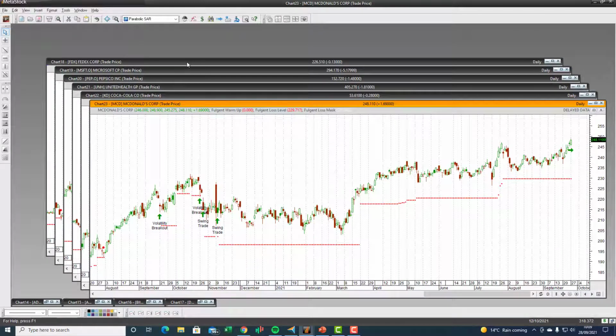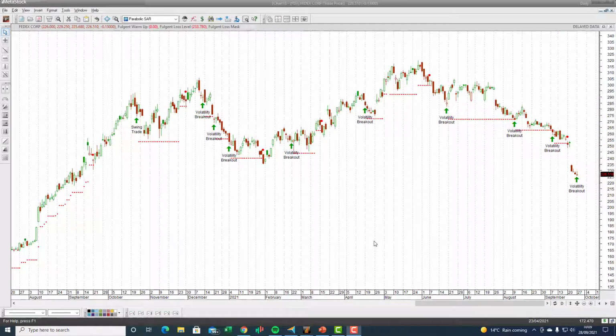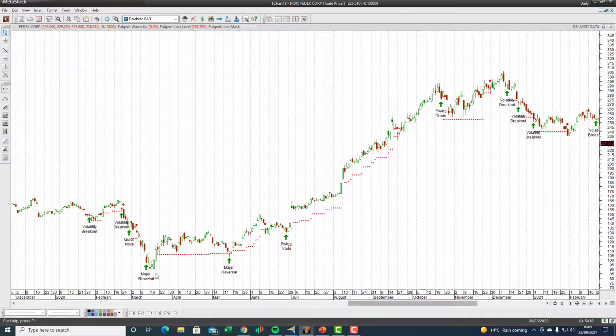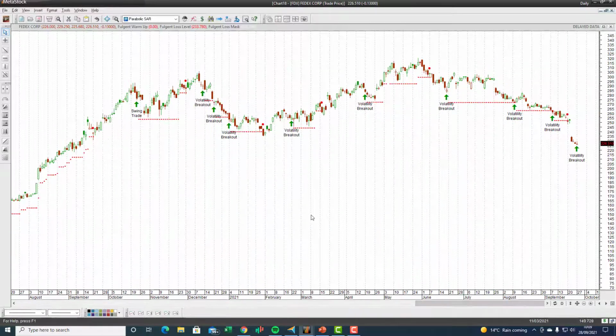Right, next up we've got FedEx. FedEx, we've had some really great trends here back here. Major market reversal March, April. Huge move, captured that move all the way from 100 and something up till 270, 275. And then the stock started basing, moving sideways. Lots of choppy trades there.